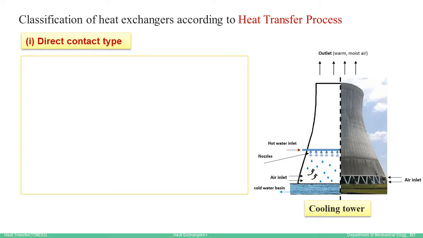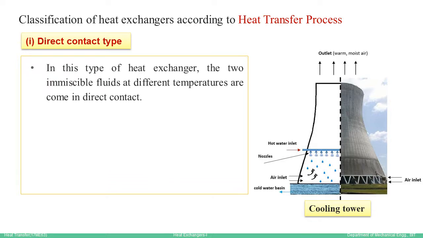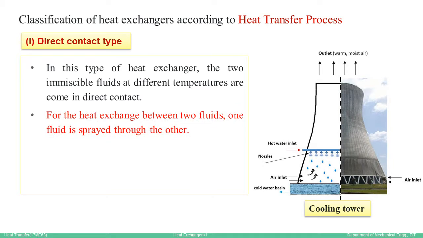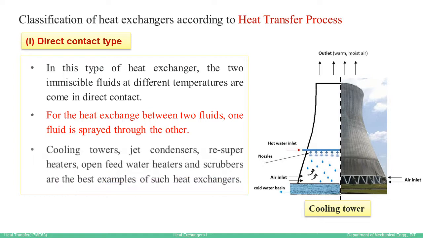And remember, in this kind, there will be a direct contact between the two fluids, which are immiscible and cannot be mixed. In the case of a cooling tower, the air can carry some of the moisture content, but still it is used. So in a cooling tower, usually one of the fluids is sprayed through the other.